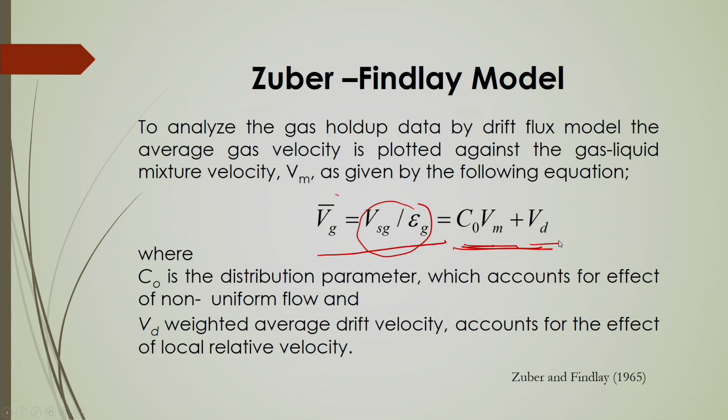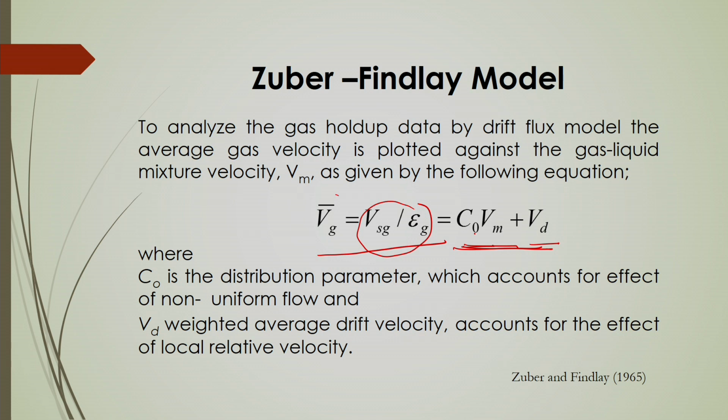This Vd represents the weighted average drift velocity of the discrete phases, which accounts for the effect of local relative velocity of the gas bubbles. And C0 is the coefficient of the reflux model. This C0 is the distribution parameter which accounts for the effect of non-uniform flow.